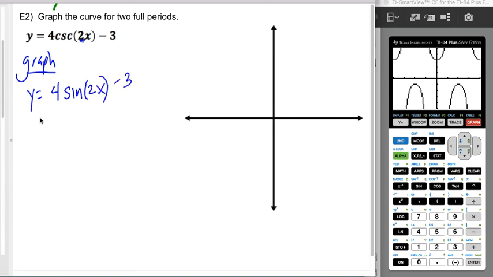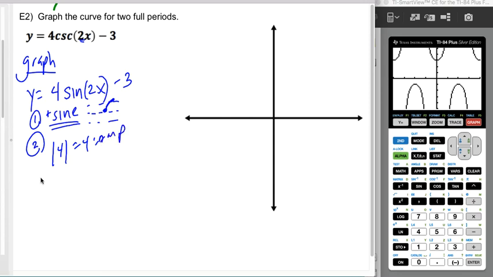So first thing I notice is that it's a positive sine graph, right? So a positive sine graph starts in the middle and goes up, so if this is the middle, the top and the bottom, it starts in the middle and goes up to the top. Second thing I notice is that the amplitude is the absolute value of 4, which is 4, and that my sea level is negative 3, so I'd start down at negative 3. And then the last thing I'm going to notice is that the period is going to be 2 pi over 2, which is pi. So that's the only other big difference.